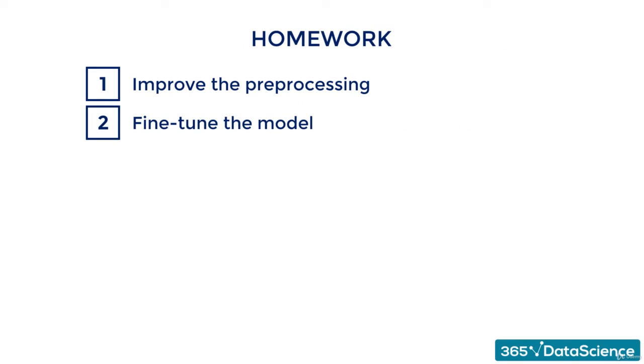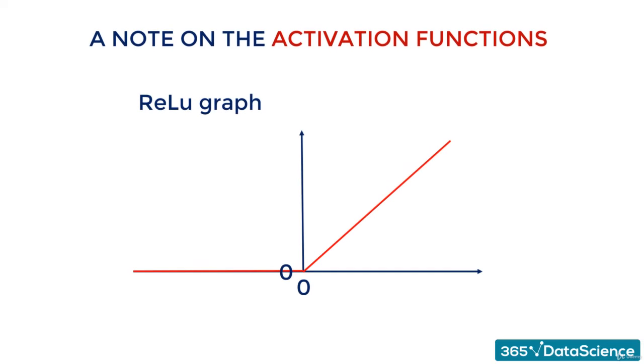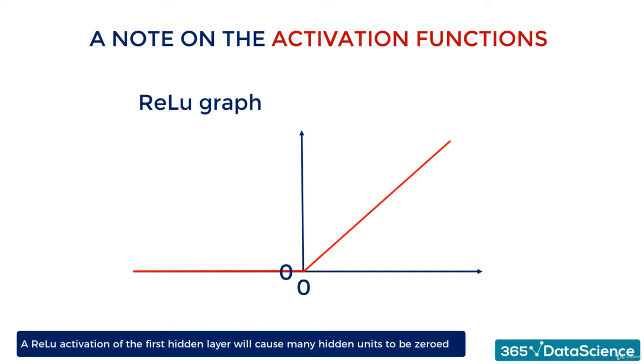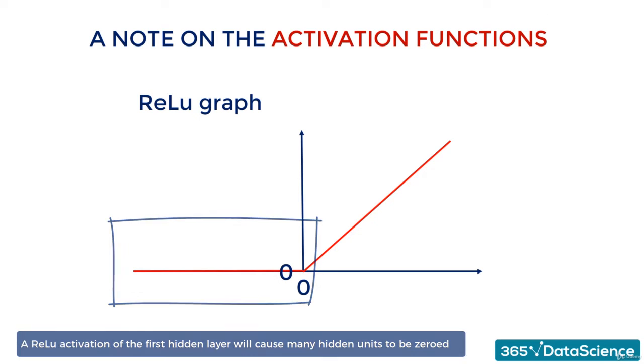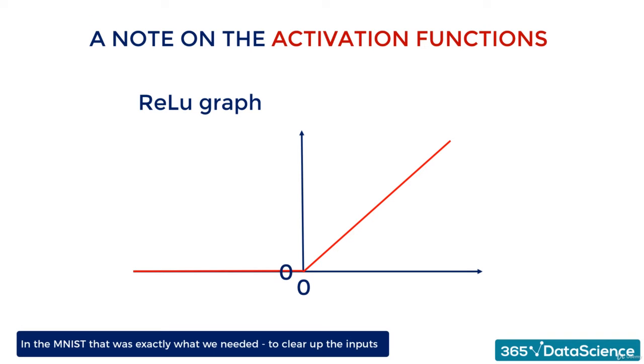The next thing we can focus on are activation functions. Think about their graphs and how they would change the data. For example, a ReLU activation at the first layer would cause many hidden units to be zeroed because of the way it behaves. This may prove problematic, as you may make many nodes useless. However, in the MNIST problem, that was exactly what we needed, to clear up the inputs.